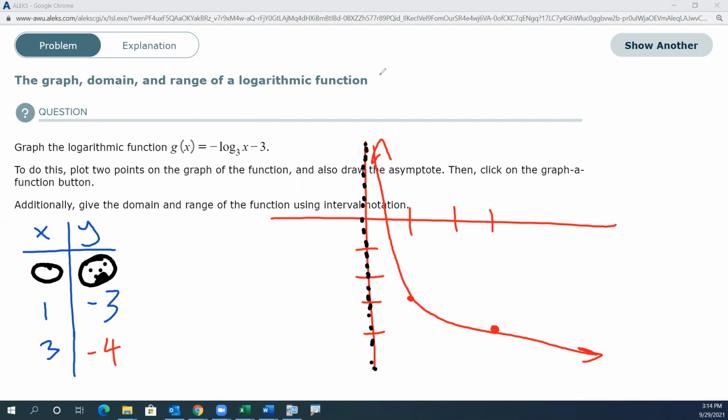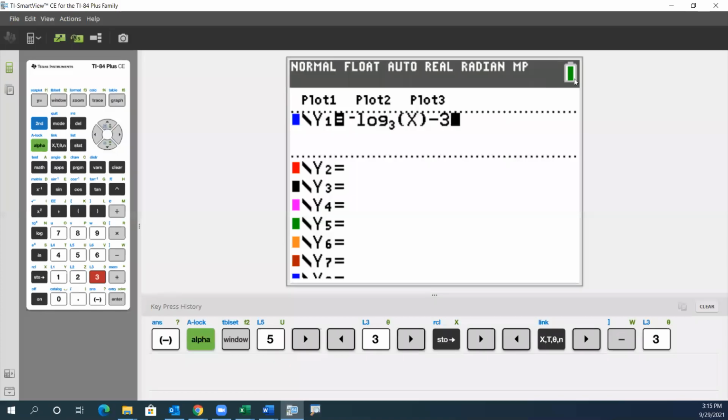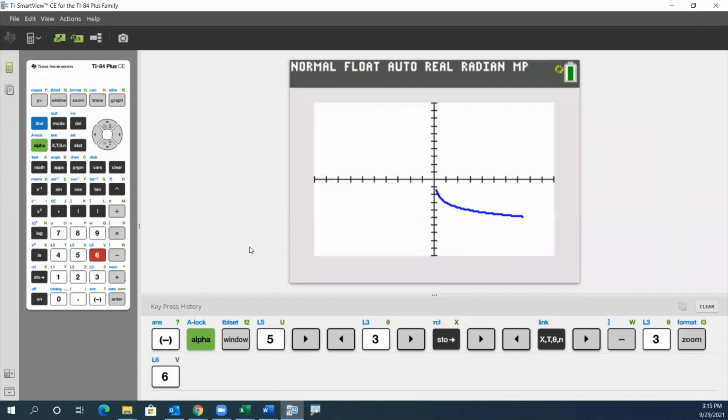Let's check it out on my calculator, because that's how you're going to do it anyway. You're going to use the graphing feature on Alex because they ask you to. So we got that, and if we go Zoom 6 to see the basic graph, it looks like that.